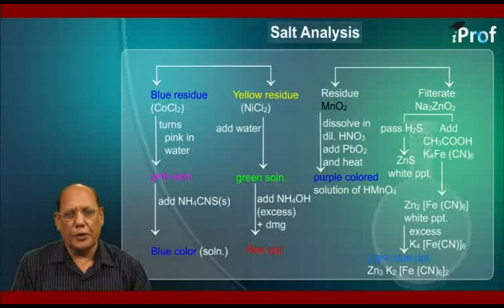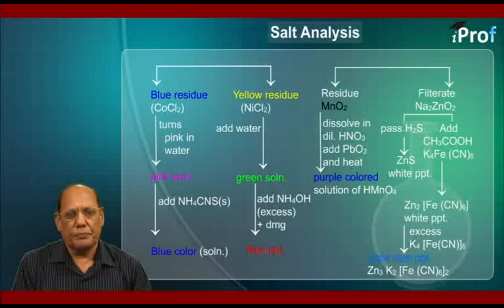A white precipitate of Zn2[Fe(CN)6] is obtained. However, if we add K4[Fe(CN)6] in excess, then this white precipitate turns light blue, forming the compound Zn3K2[Fe(CN)6]2. Both these reactions again confirm presence of zinc ions.